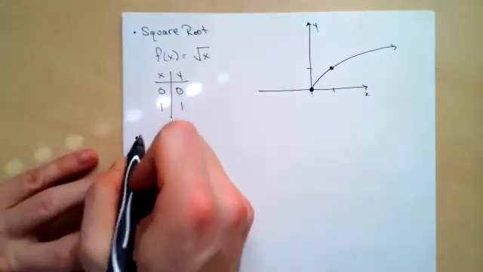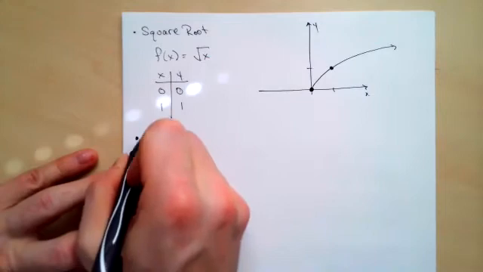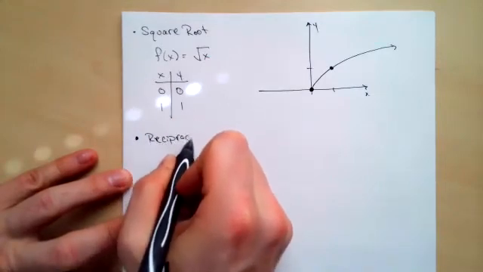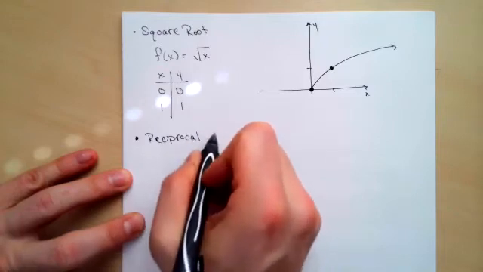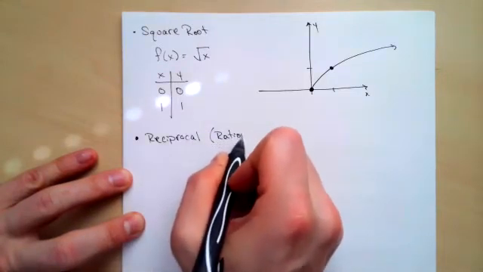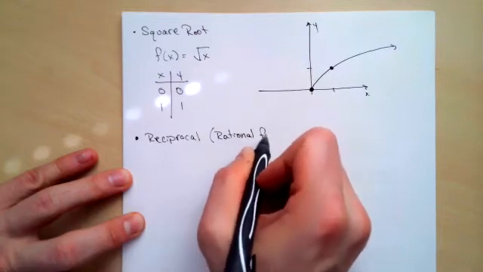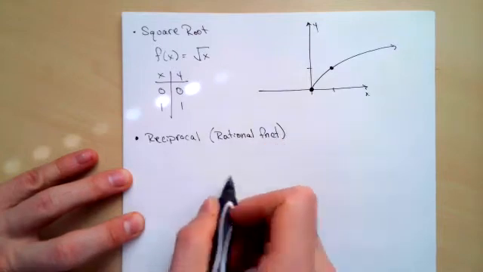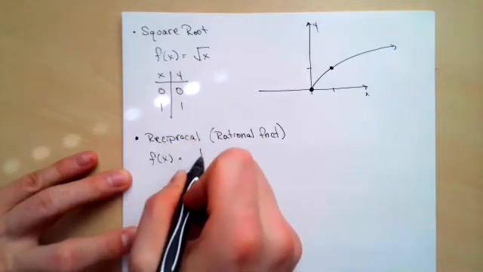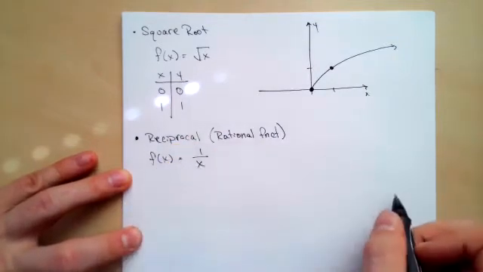And then our last one is, so I think the book calls it the reciprocal function, which will generalize to rational functions. And then our building block is just the basic 1 over x function.